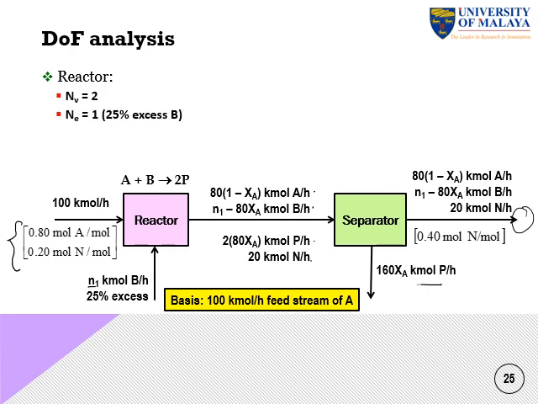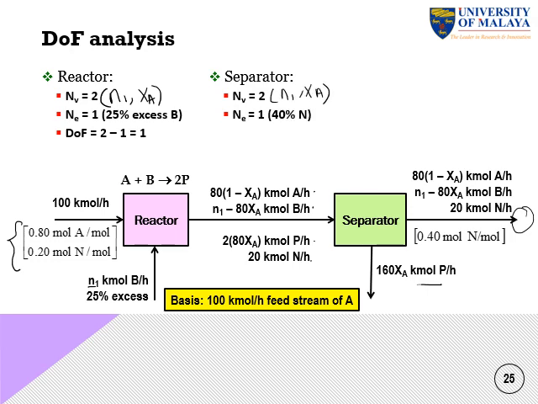So let's say our control volume is the reactor. We have two unknown variables, which are N1 and XA, and we have only one independent equation, which is the 25% excess B. So DOF is equal to 1. For the separator, we have two unknown variables, same as the reactor, N1 and XA. And at the separator, we are only given that the composition of N in this stream is 40%, or in mole fraction 0.4. So DOF is equal to 1.